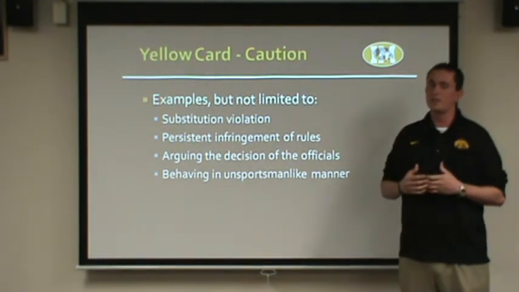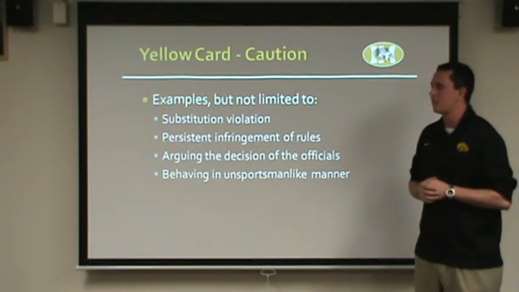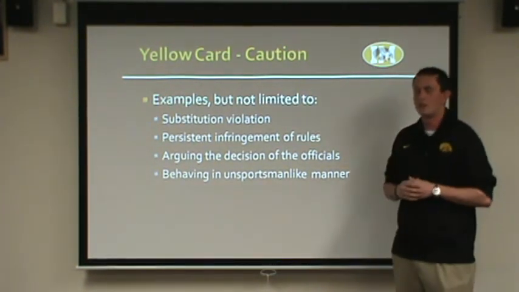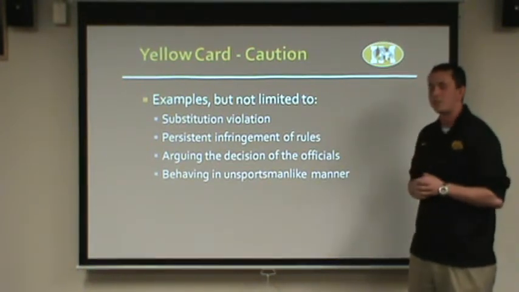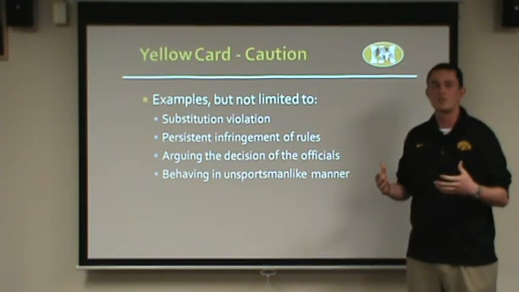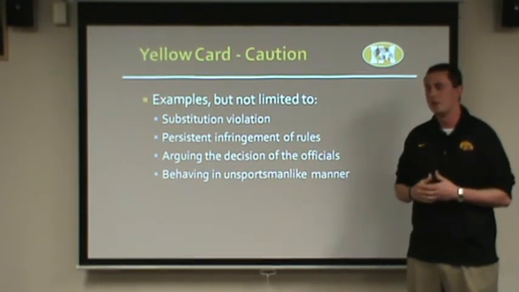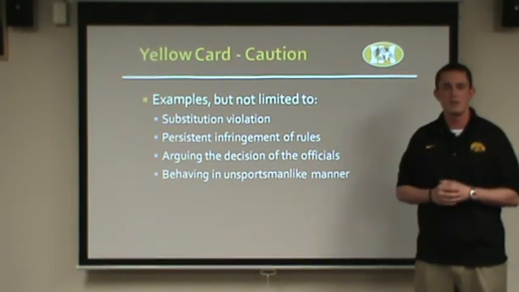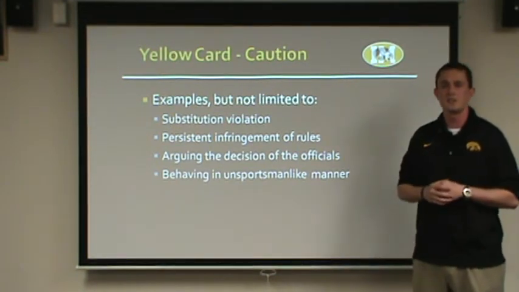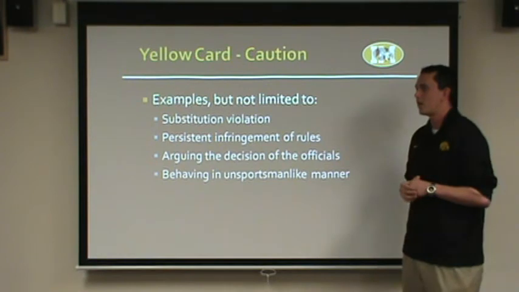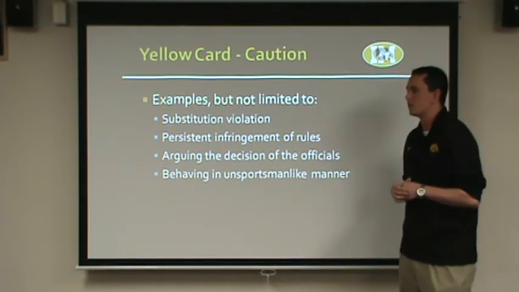Yellow cards. If the officials out there need to issue a yellow card, these are some examples of what they may be issuing a yellow card for. Substitution violation: if you substitute on the fly like we used to do in the past, or you come on or come off outside of the substitution zone, that's an illegal substitution violation and subject to a yellow card for the person that infringes that rule.